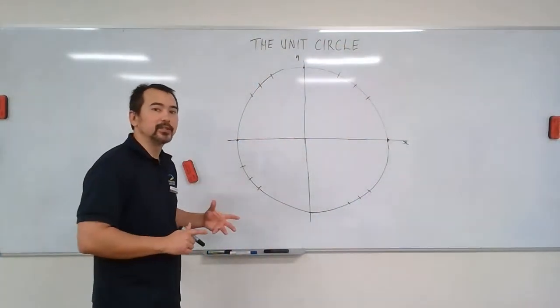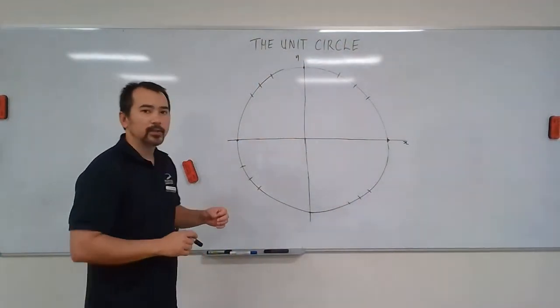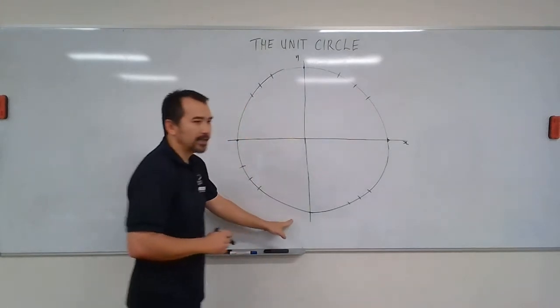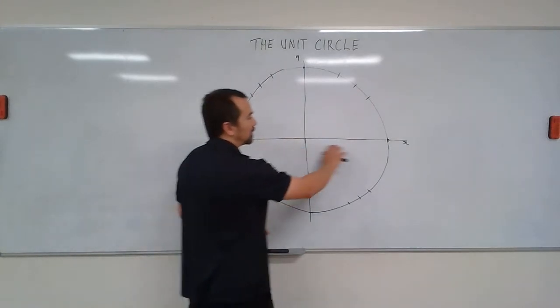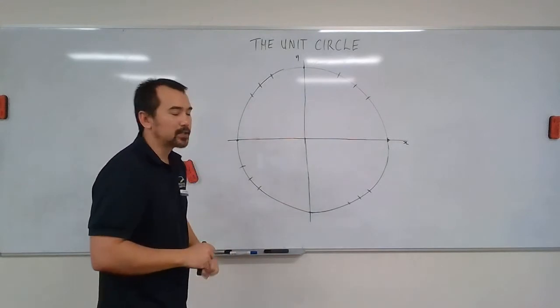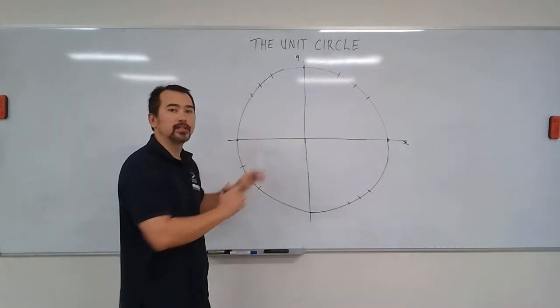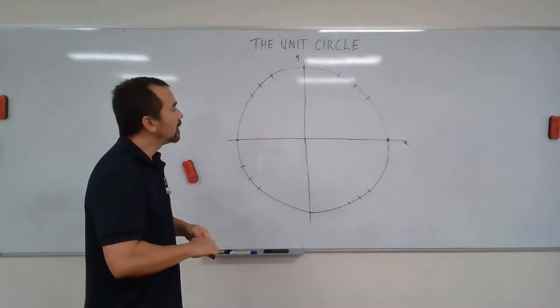Okay, so let's get into this unit circle now. First thing I want you to observe is that our vertical line is the y-axis. Our horizontal line is the x-axis. Okay, so we're putting the circle onto the Cartesian plane.